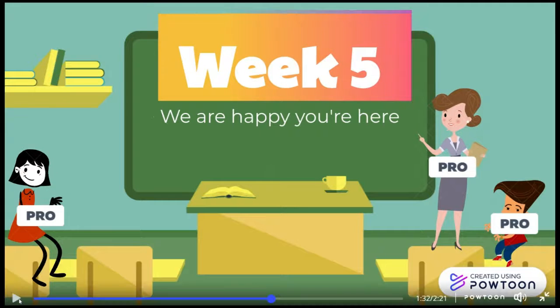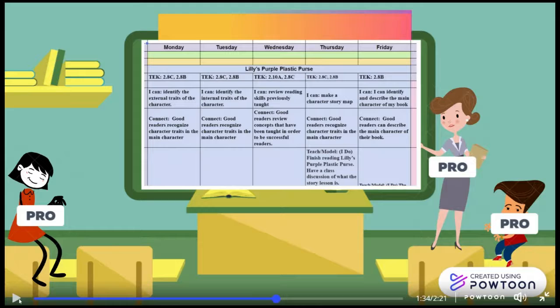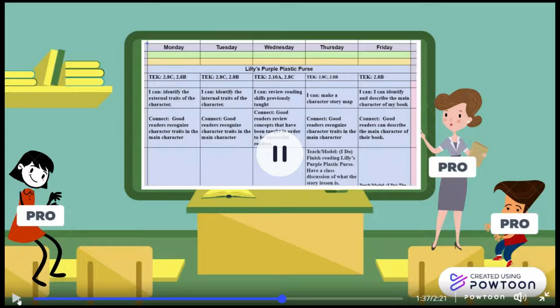Week 5. Read Lily's Purple Plastic Purse. Monday, identify the external traits of the character. Tuesday, identify the internal traits of the character. Wednesday, review reading skills previously taught. Thursday, make a character story map. Friday, I can identify and describe the main character of my book.